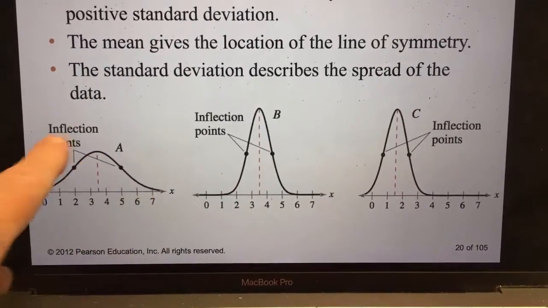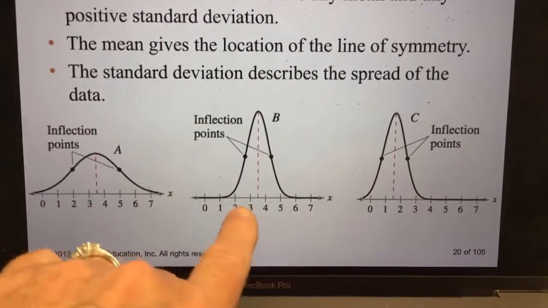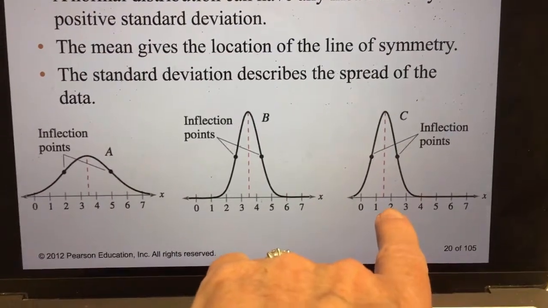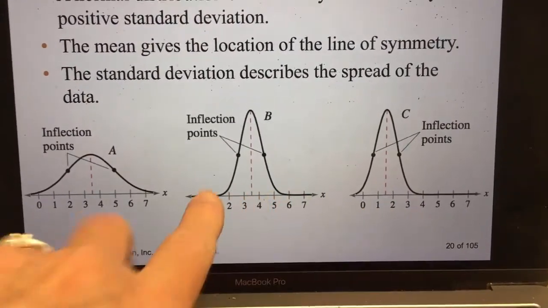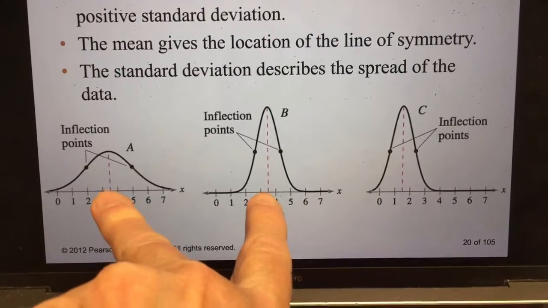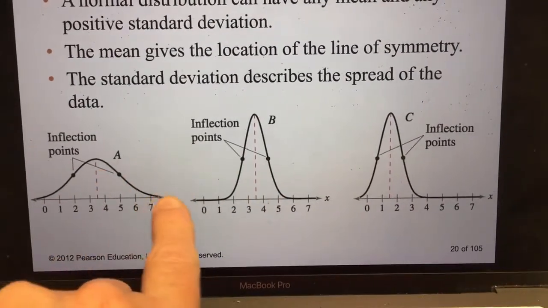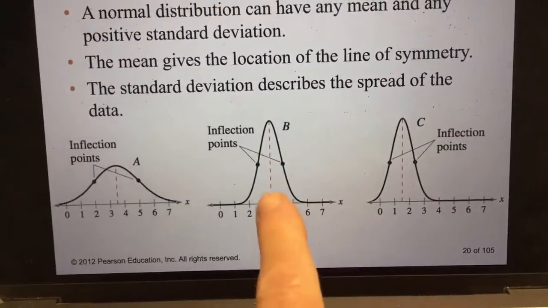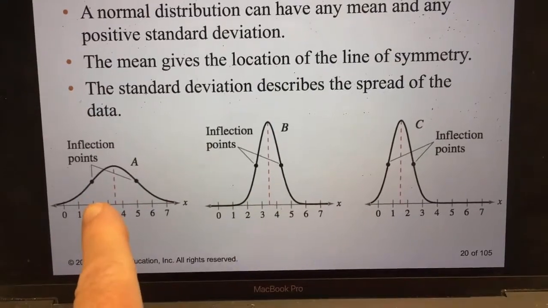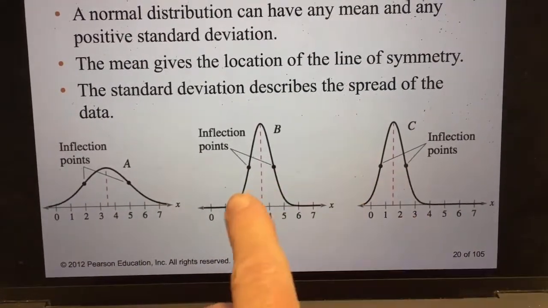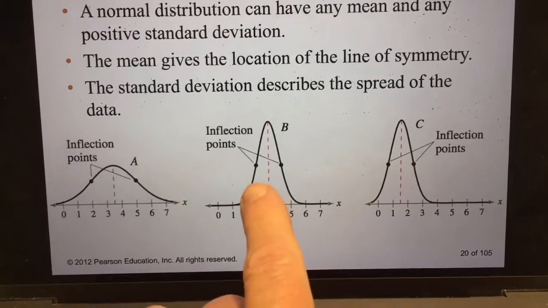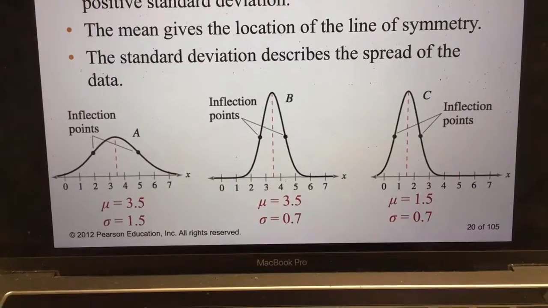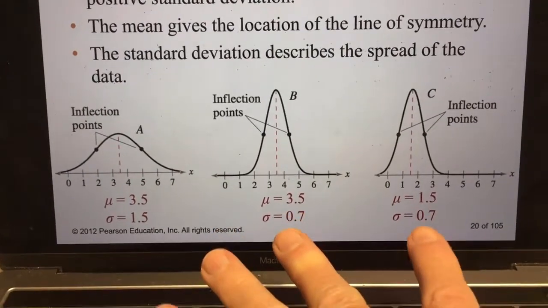But notice that this one has a mean of 3.5. This one has a mean of 3.5. And this one has a mean of 1.5. So the means of these two are the same. But look at the standard deviation. The standard deviation is very spread here, but here it's very close together and tight. So these two have the same mean, but these two have the same standard deviation and different means. Here they're showing you the means and the standard deviations of each. These two both have a 0.7.